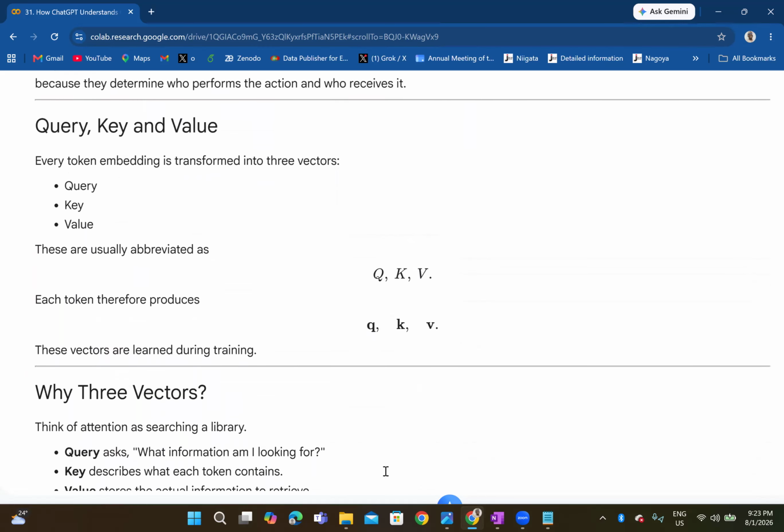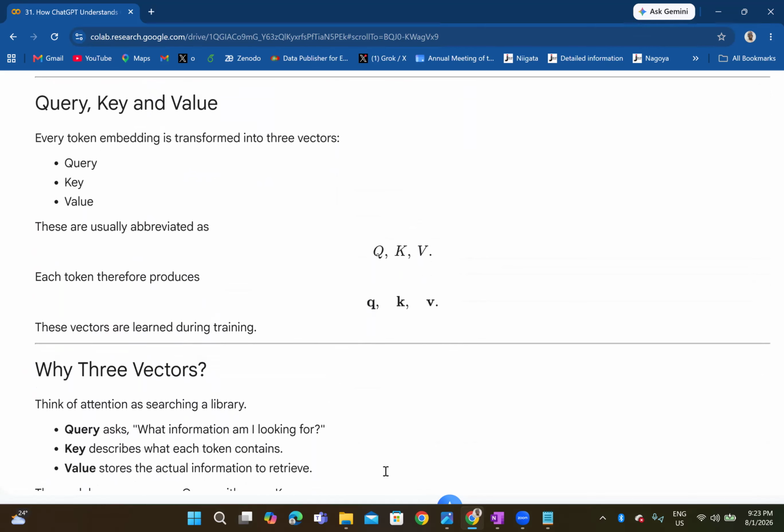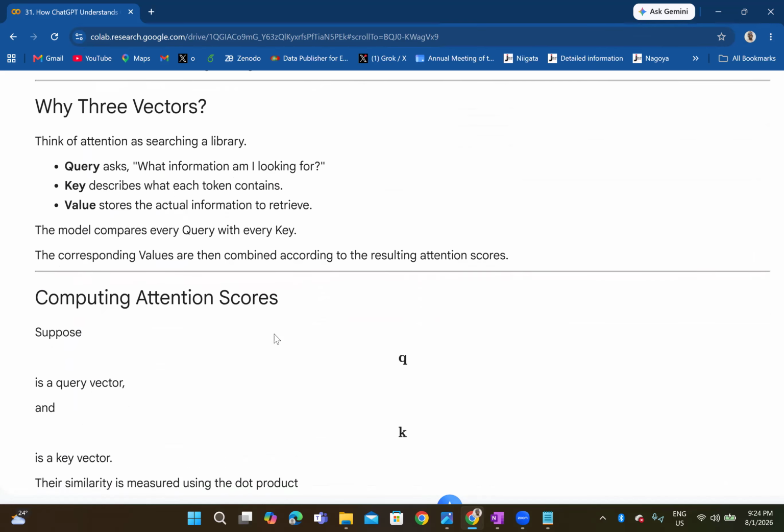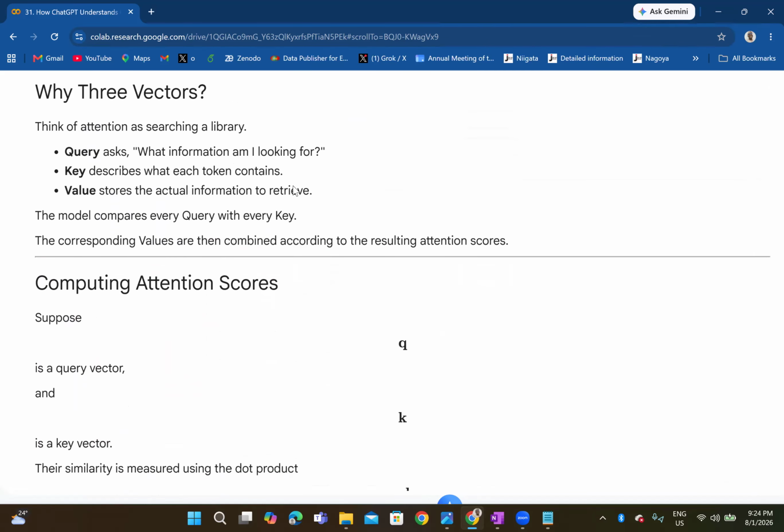Then we have the query, key, value, which comes with the whole idea of attention. Every token embedding is transformed into three vectors: query, key, and value. These are usually abbreviated as QKV. Each token therefore produces Q, K, and V. These vectors are learned during training. Why three vectors? Think of attention as searching a library. The query asks, what information am I looking for? The key describes what each token contains, and the value stores the actual information to retrieve. The model compares every query with every key, and the corresponding values are then combined according to the resulting attention scores.